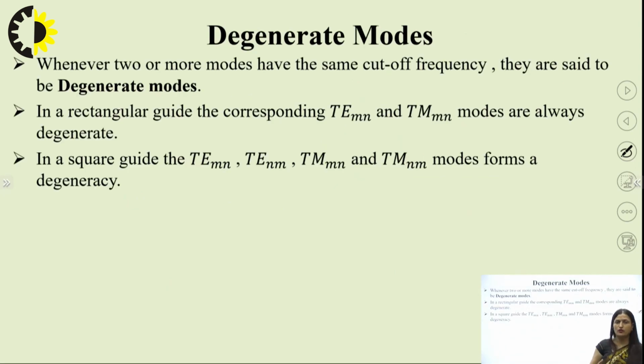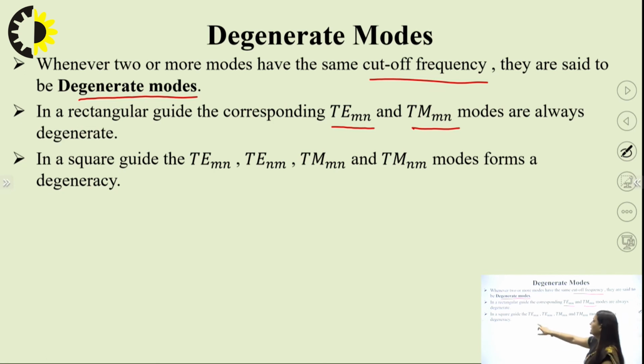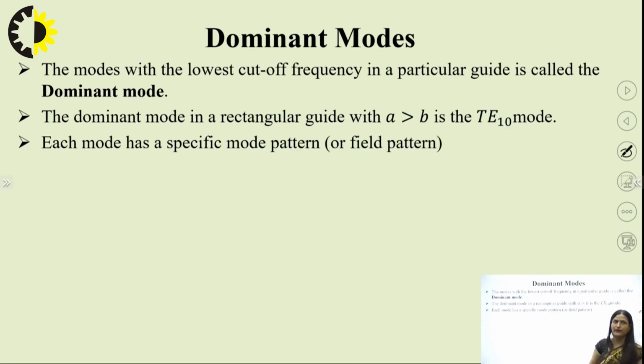So the first two modes are very important here. First, the degenerate modes. Whenever two or more modes have the same cutoff frequency, they are said to be degenerate modes, right? In a rectangular waveguide, the corresponding TEmn and TMmn modes are always degenerate. In a square guide, the TEmn, TEnm, TMmn and TMnm modes form a degeneracy.